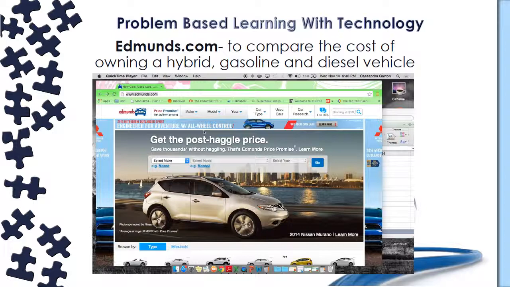The students' first direction was to go on to Edmunds.com in order to get the information for their 3 vehicles, one being hybrid, one being diesel, and one being gasoline. They're going to need to get the miles per gallon and the price of the vehicle.